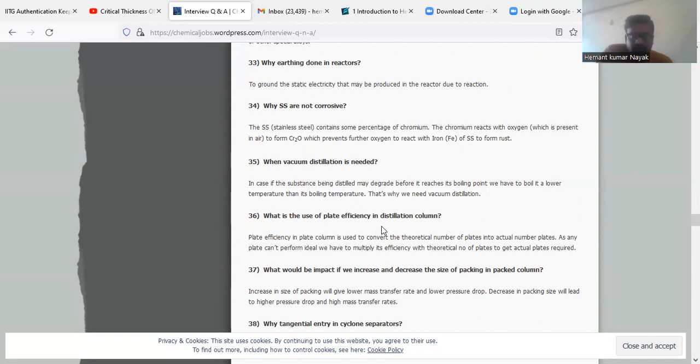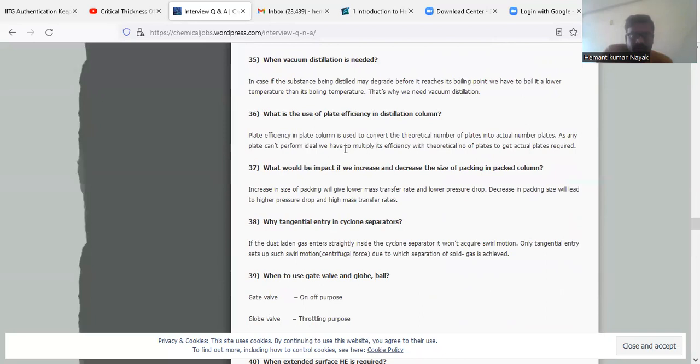What is the use of plate efficiency in a distillation column? Plate efficiency in a plate column is used to convert the theoretical number of plates into the actual number of plates. As no plate can perform ideally, we have to divide the theoretical number of plates by the efficiency to get the actual plates required.